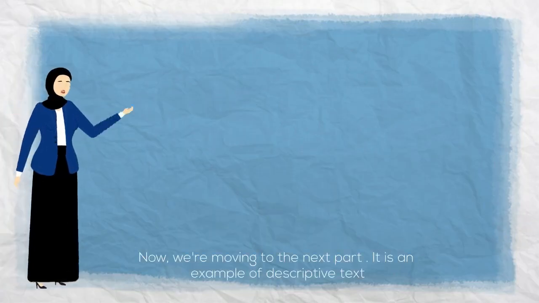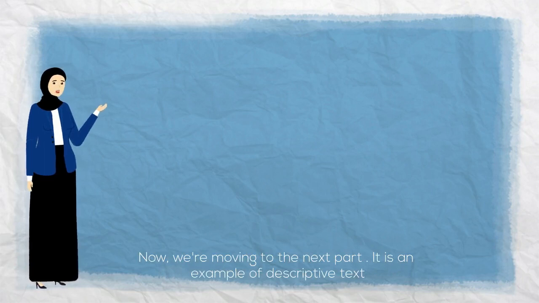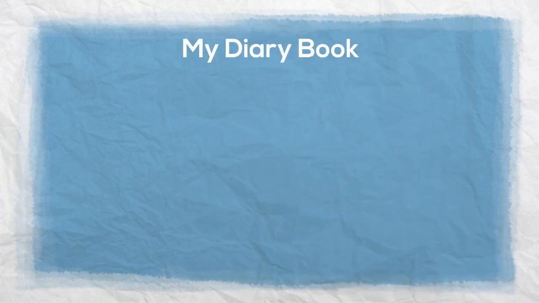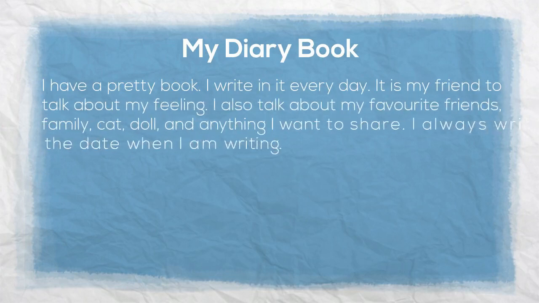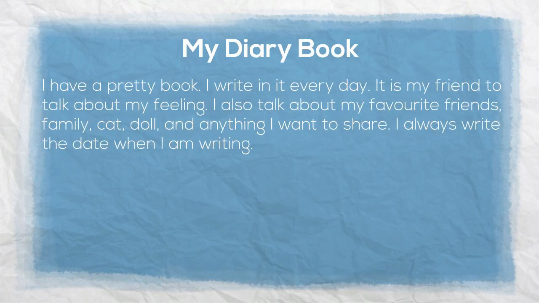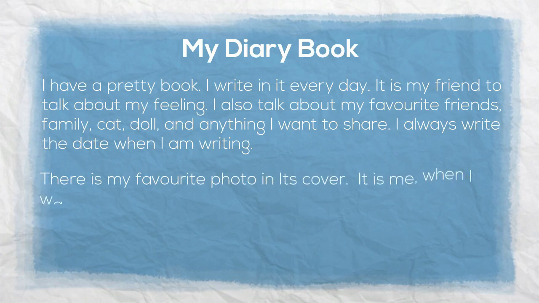Now we are moving to the next part. It is an example of descriptive text. The title is My Diary Book. I have a pretty book. I write in it every day. It is my friend to talk about my feelings. I also talk about my favorite friends, family, cat, doll, and anything I want to share. I always write the date when I'm writing. There is my favorite photo on its cover.